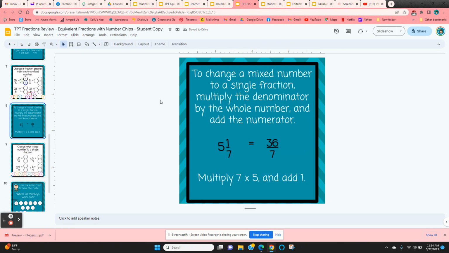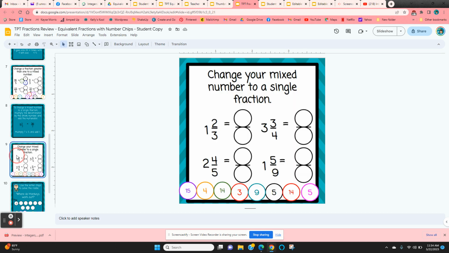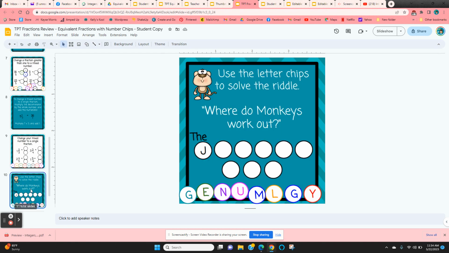And then the next slide explains how to change a mixed number down to a single fraction, fraction greater than 1. Gives an example. Next slide, they're going to do the same thing with the number chips. The final slide just has a riddle for the students to solve. This time they have letter chips instead of number chips. So see if the students can figure this out using these letters. Where do monkeys work out?